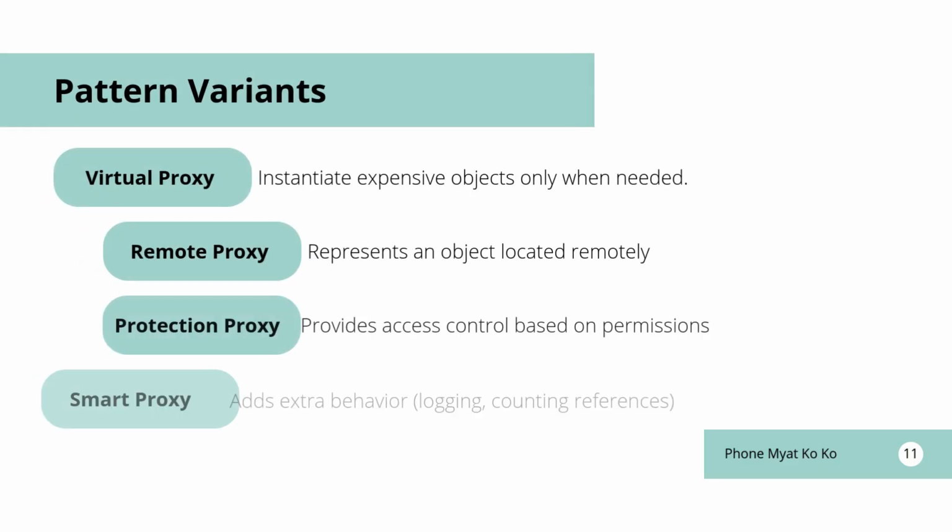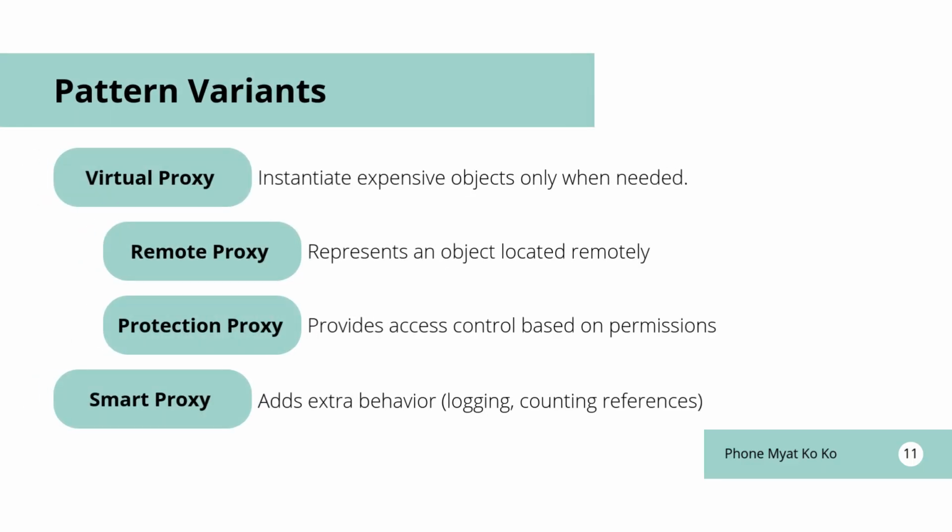The variant patterns are virtual Proxy, which instantiates expensive objects only when needed. And there is also remote Proxy, which represents objects located remotely. And the protection Proxy is the one in the example, which provides access control based on permissions. And there is smart Proxy, which has extra behavior like logging or counting references.